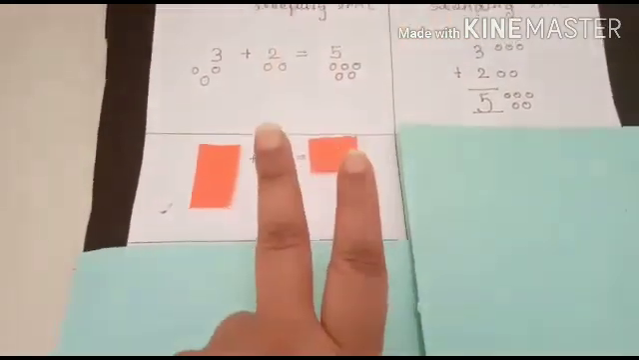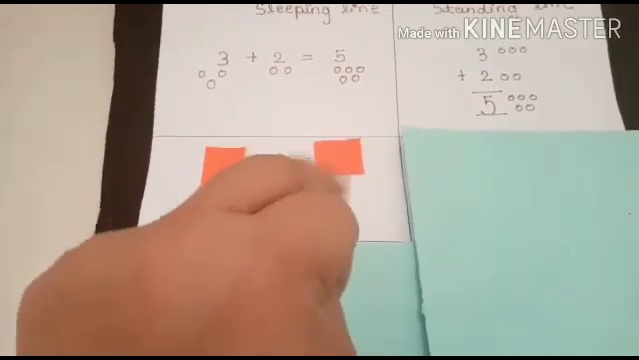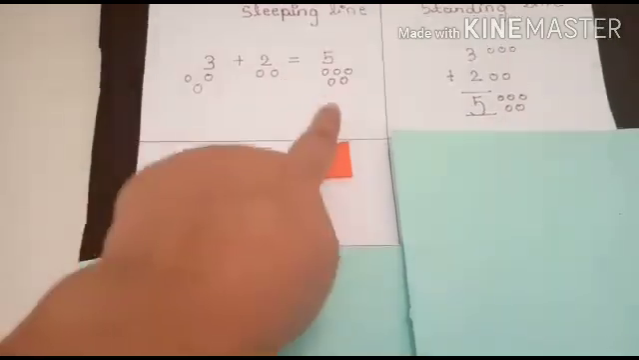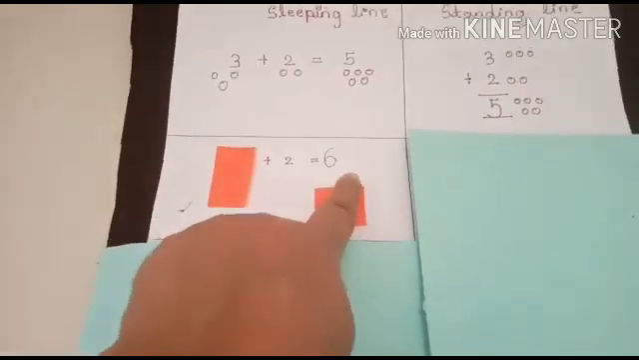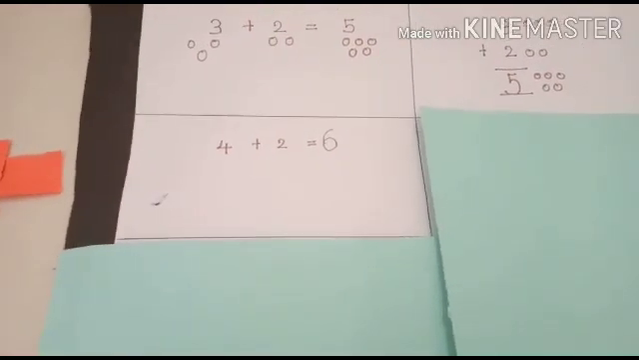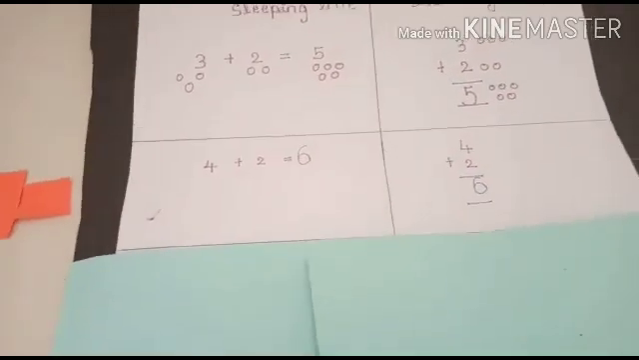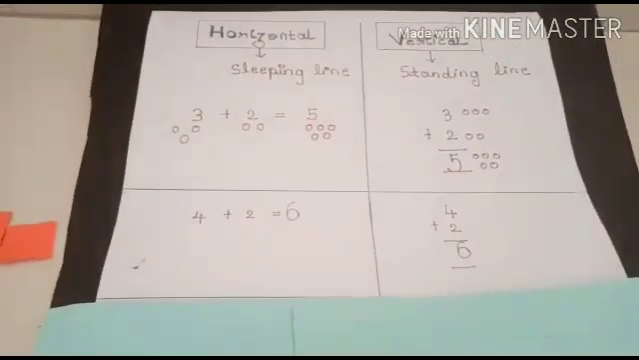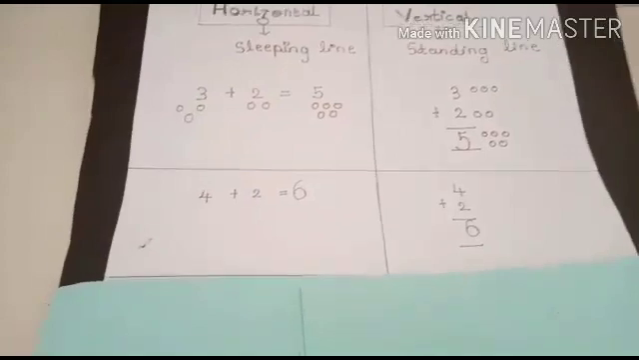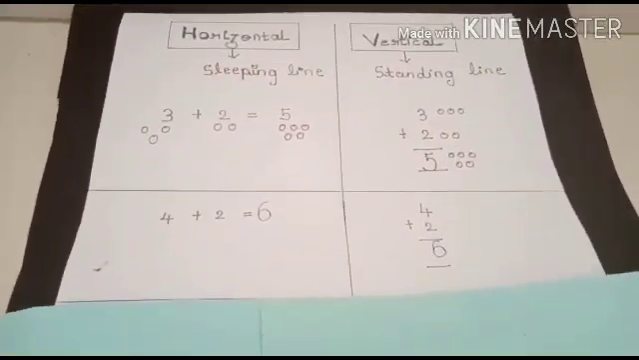So after 4 we are going to count. What will come after 4? 5, 6. So shall we see the answer? Yes. So 4 plus 2 is 6. In the same way, we can do it in the vertical form. Understood, children? Now let us see another example.